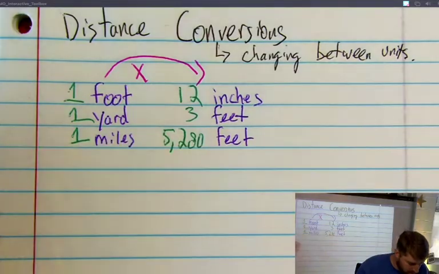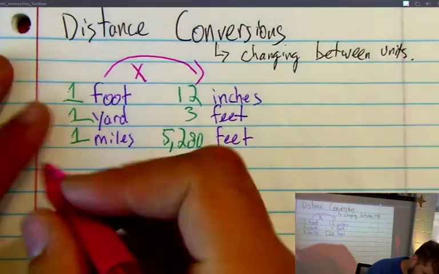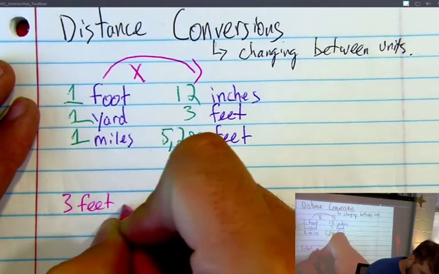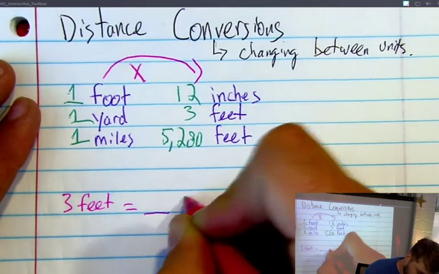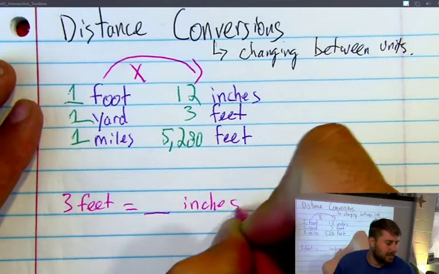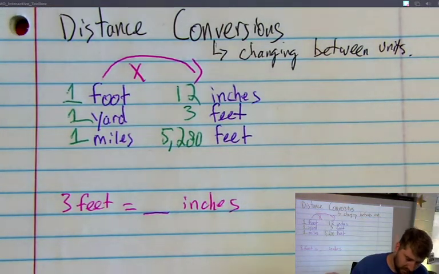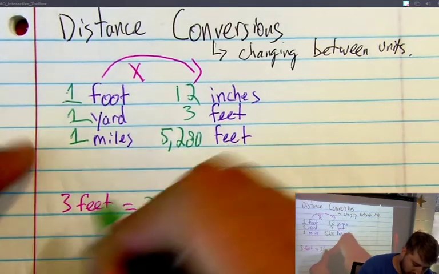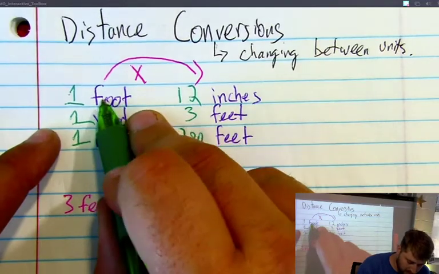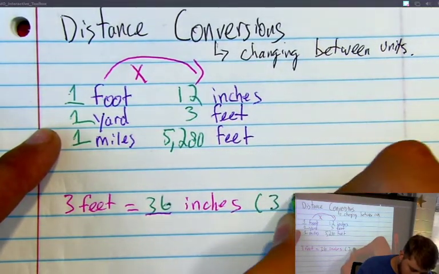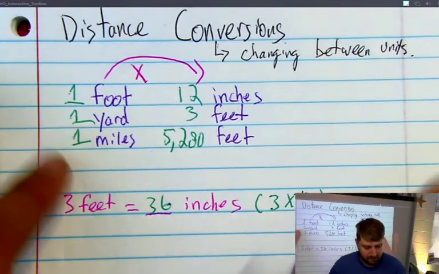Okay. So I'm going to ask you, 3 feet equals how many inches? We have 3 feet. How many inches do we have? Absolutely, we have 36 inches. And you know that because we're going to take our 3 feet and we're going to multiply it because we're going from big units to small units. I'm going to put it off here. We are going to do 3 feet times 12 inches. Well, from left to right.